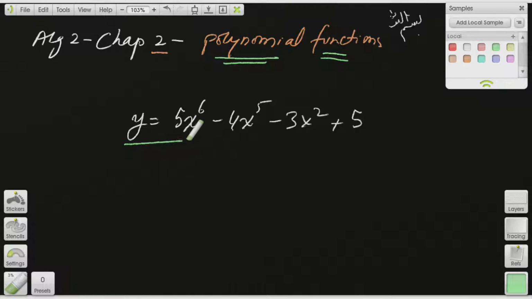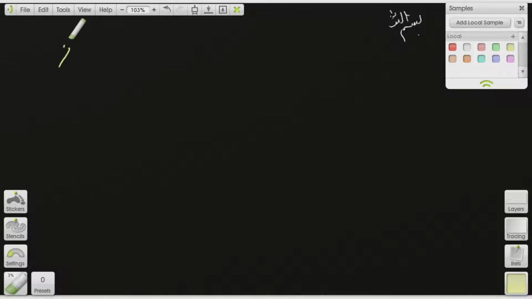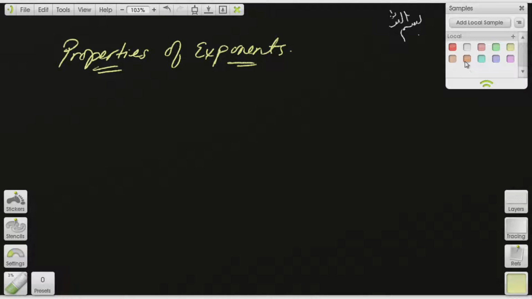But we should start gradually, and the first thing we should learn is some of the properties of exponents, because polynomials have exponents on variables. We need to learn how to deal with them. So the first thing we're going to talk about is some properties of exponents, or some rules basically. In other words, how do we deal with exponents?